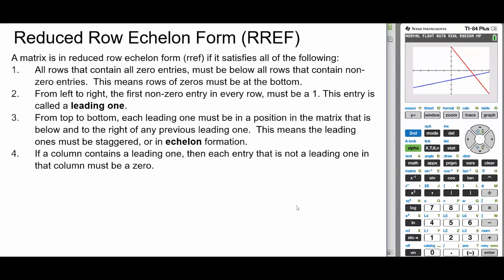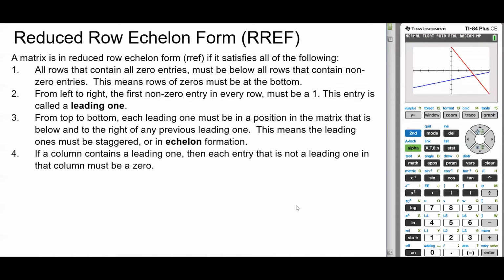And third, from top to bottom, each leading 1 must be below and to the right of any previous leading 1, meaning your leading 1s have to be staggered down the matrix. And the staggering is where we get the echelon name. Echelon is kind of a military term where you march your troops in a staggered formation, so they call it echelon.